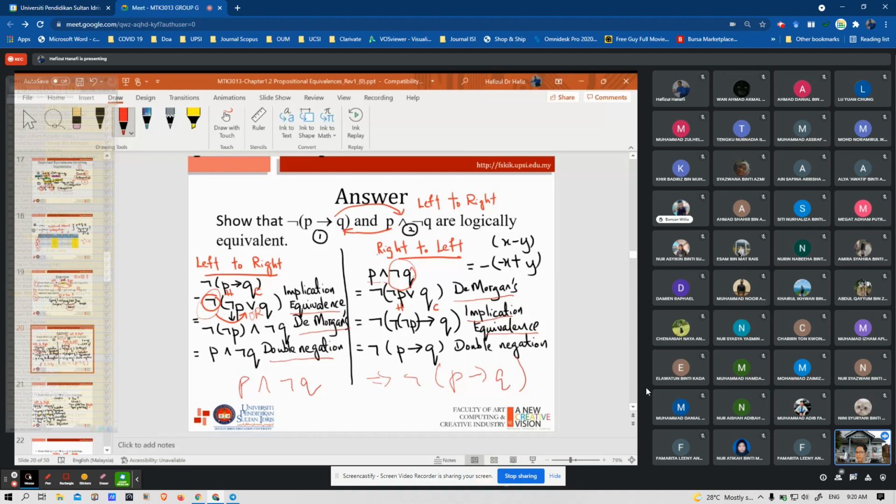Okay, we just exchange this one, left to right exchange. We exchange the position. This one you need to know implication, equivalence, De Morgan, and then we have a double negation. First De Morgan, secondly implication, third equivalence, and fourth is double negation, same.